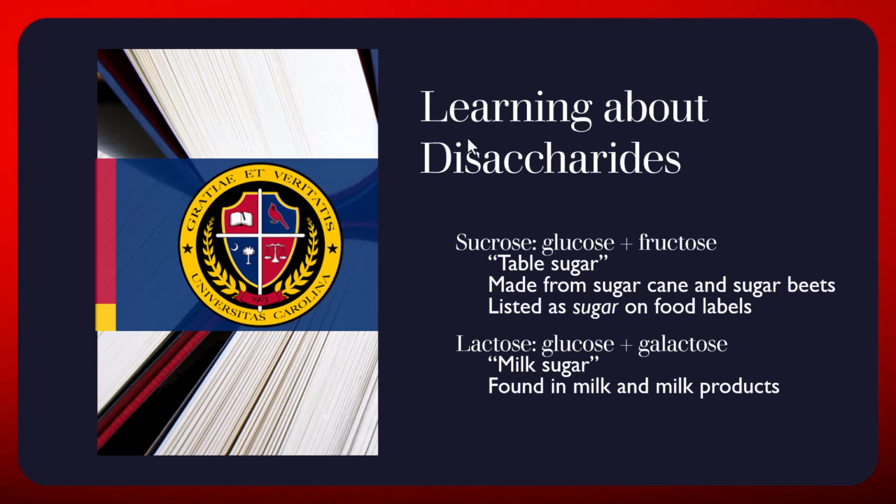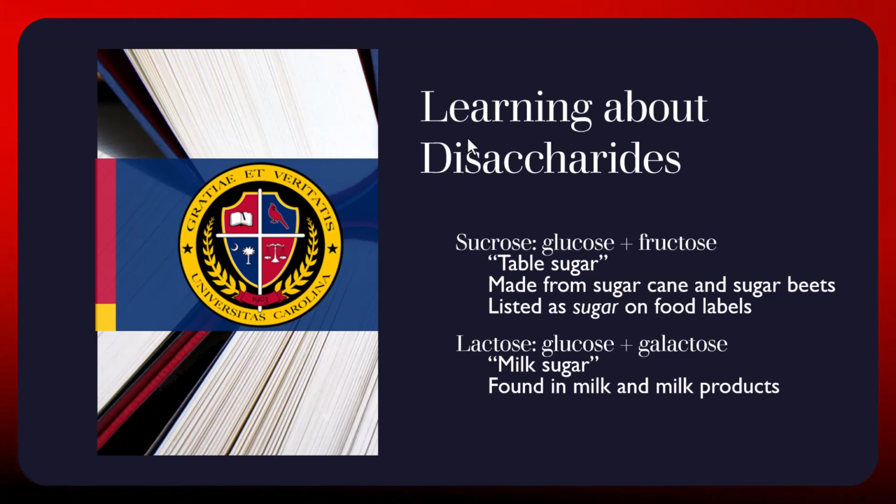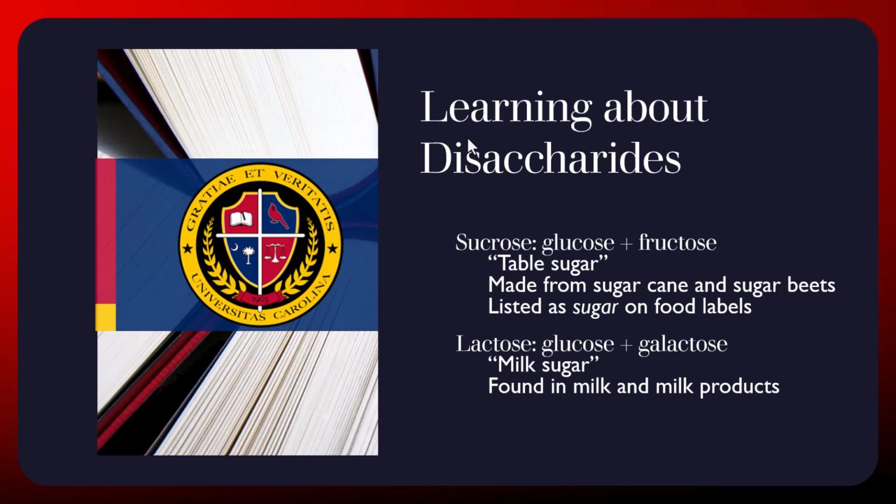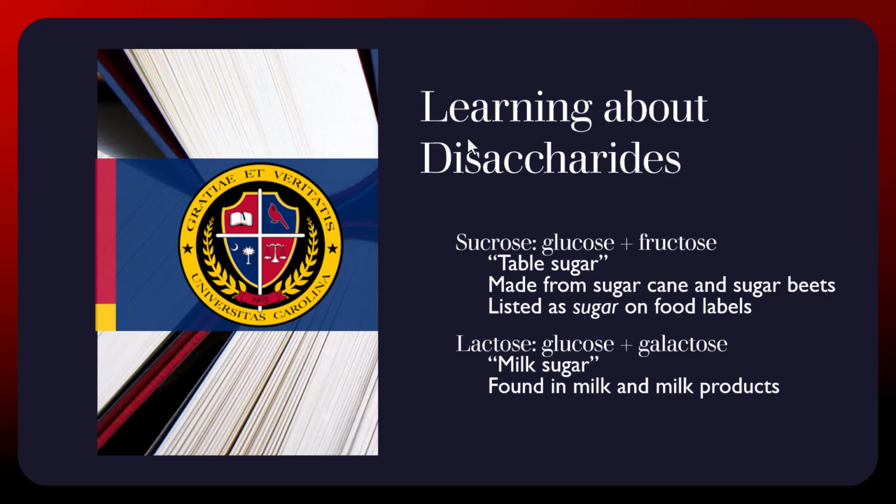If we combine glucose and galactose, we get lactose. Lactose is the milk sugar. It's found in milk and milk products. As we mentioned before, some people do not have the enzyme necessary or do not have enough of the enzyme necessary to break it down. Those people are called lactose intolerant, and they have symptoms when they eat a lot of lactose.